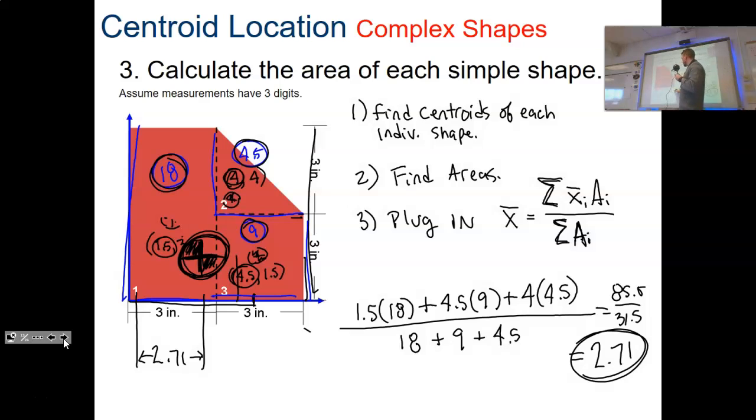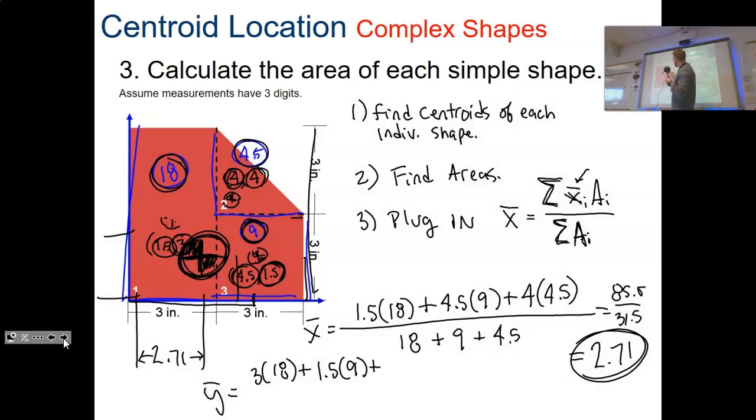We're going to do the exact same thing to find the y value of that large centroid. So, to find the y value, it's the same thing, except this time we're going to do the y values of all of them. So this isn't going to be an x, it's going to be a y when I do that equation. So I take the y value, which is 3, and I multiply by the area, 18. Here's my next y value, 1.5, times the area, which was 9. My next y value, 4, times the area, 4.5. Divide that by all the areas, 18 plus 9 plus 4.5.